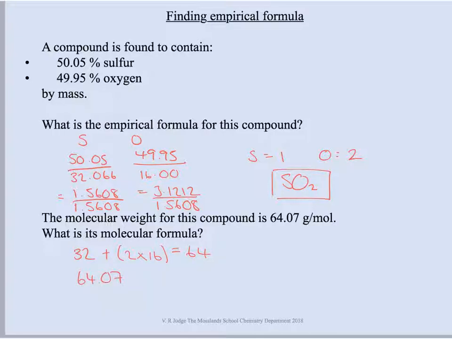And then similarly, as we did before, obviously you can see what the answer is, but 64.07, the molecular mass, divided by 64, which is the empirical mass, gives you close enough to 1. So 1 lot of the empirical formula is the same as the molecular formula, so the molecular formula is also SO2.